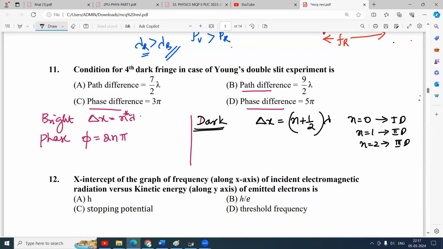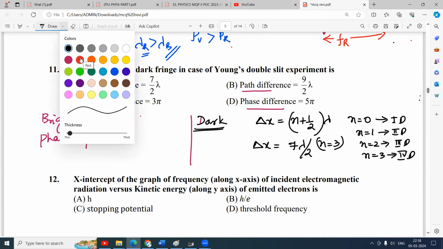You just imagine that the condition for the dark fringes is: first, path difference should be lambda by 2, second 3 lambda by 2, next 5 lambda by 2. Then n equals 3 for the fourth dark fringe. If you put n equal to 3, then 3 plus half becomes 7 lambda by 2. So it should be 7 lambda by 2, and that is the path difference.